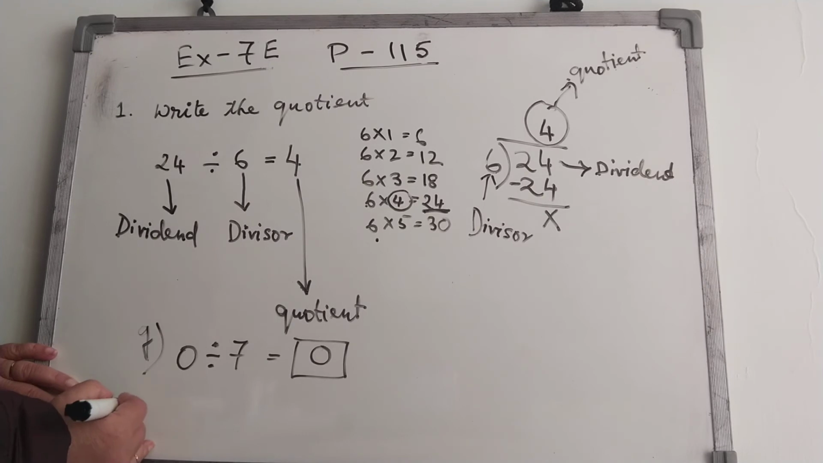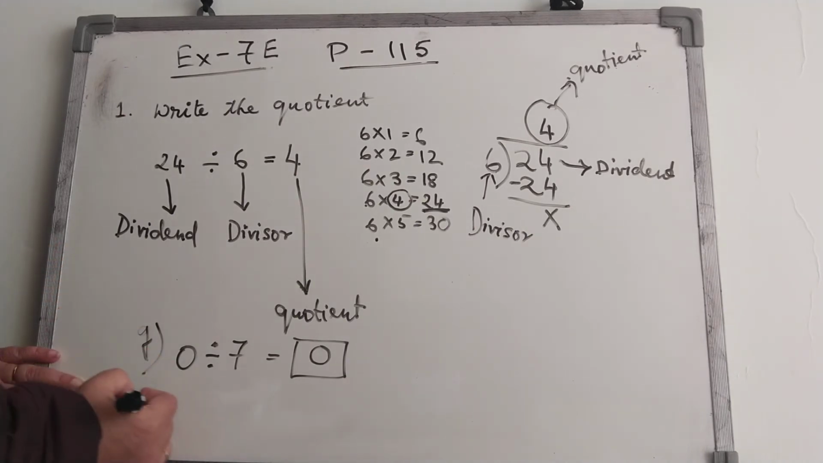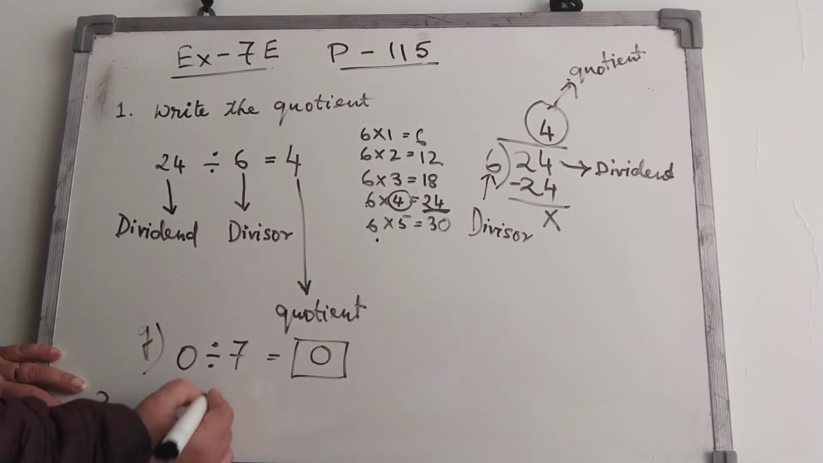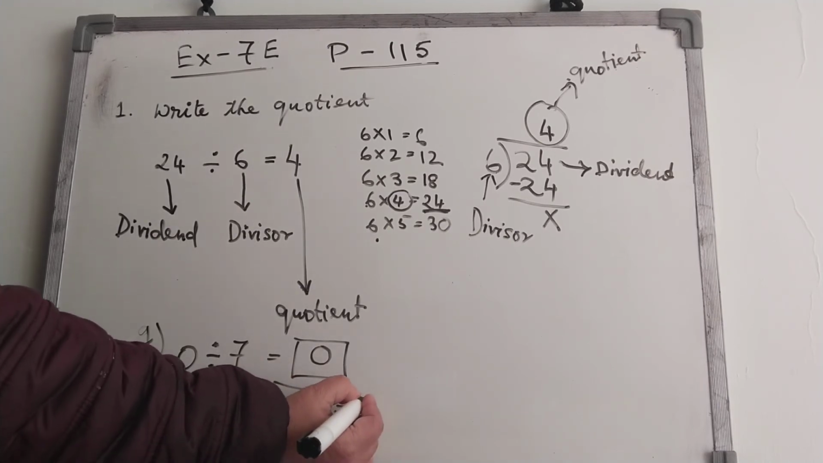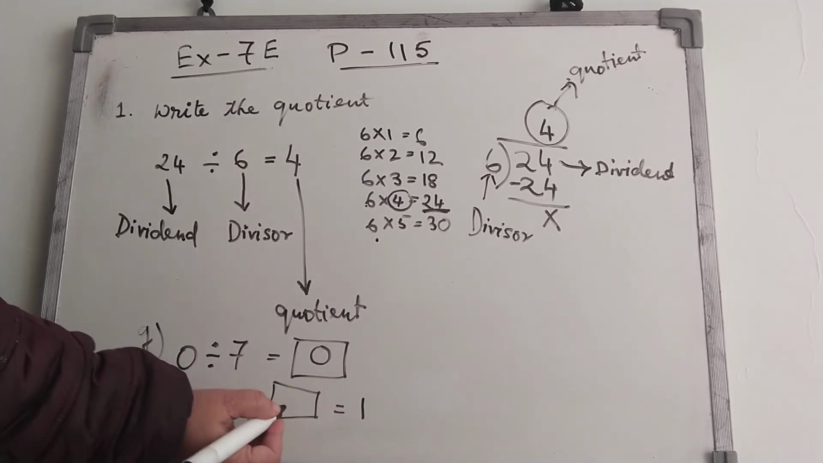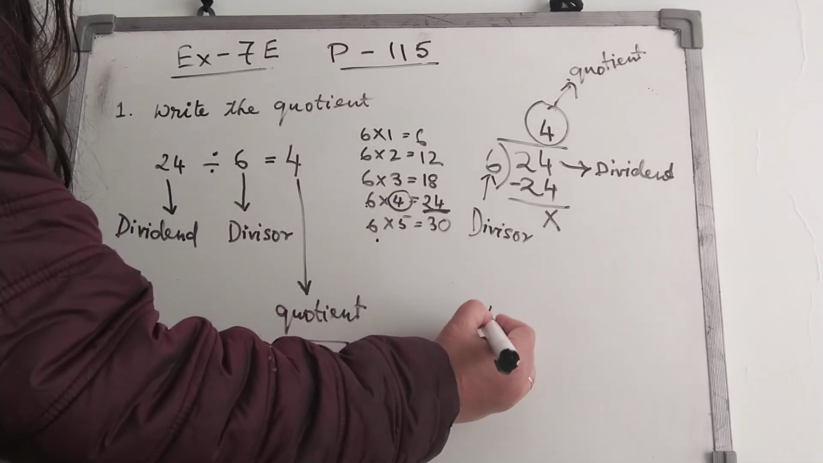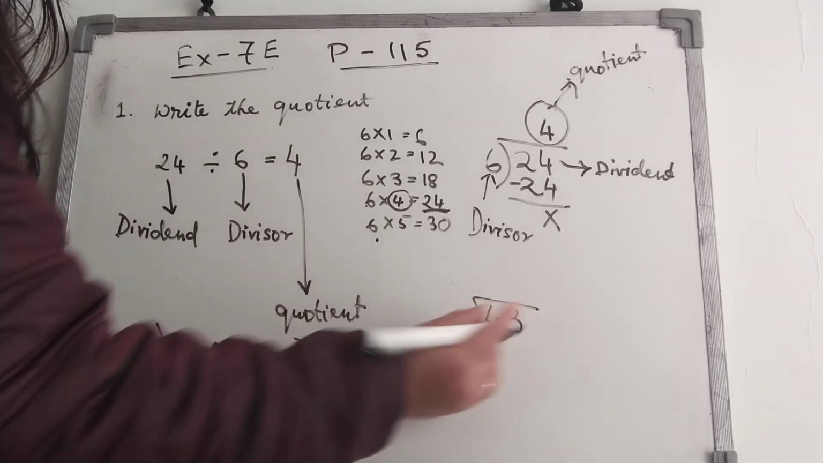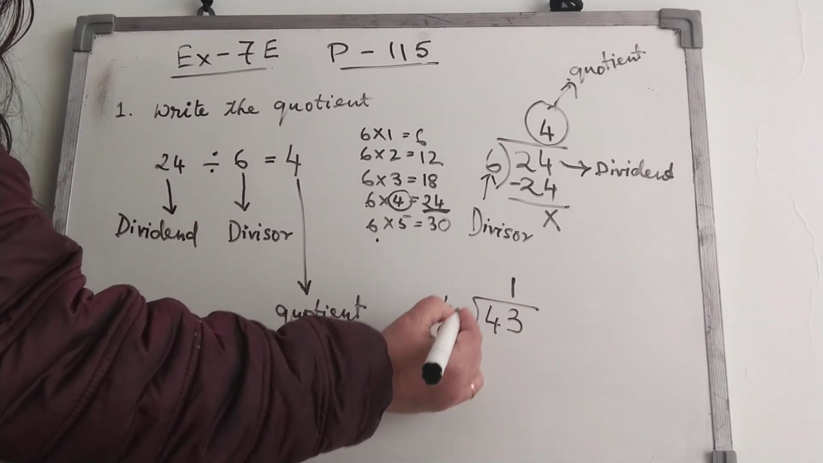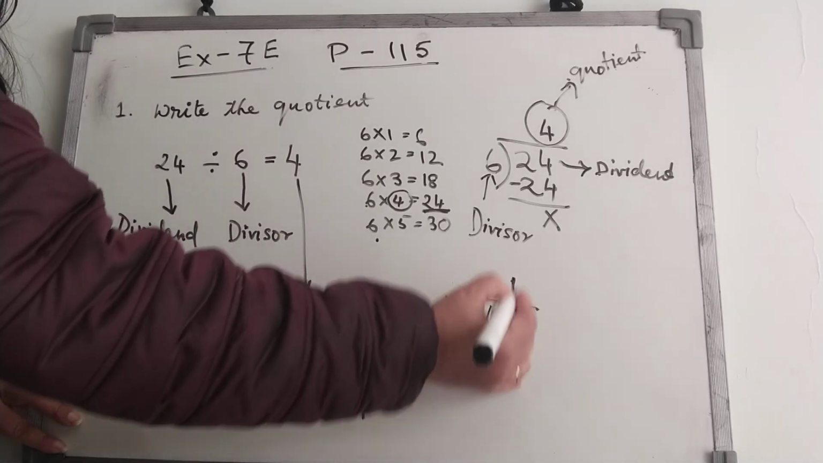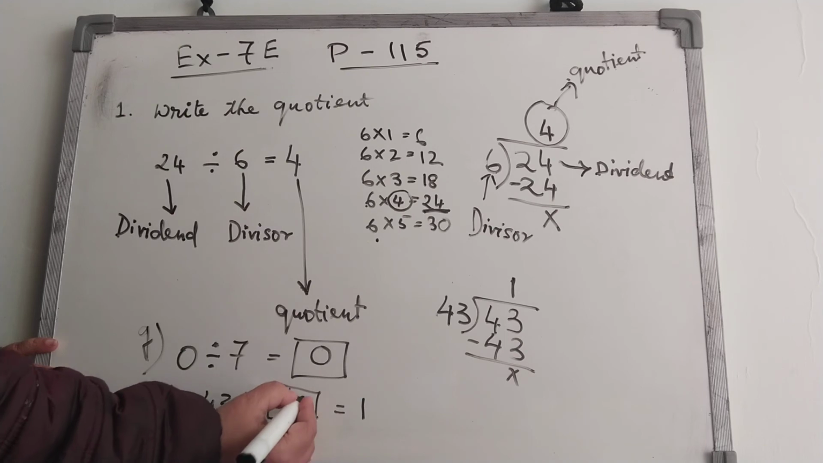Question number 2, which one I'll do? 43 divided by something, D. 43 divided by something is equal to 1. Now, 43 divided by what do we get 1? That means 43 divided by 43. 43 ones are 43, equal to 1. So the answer will be 43.